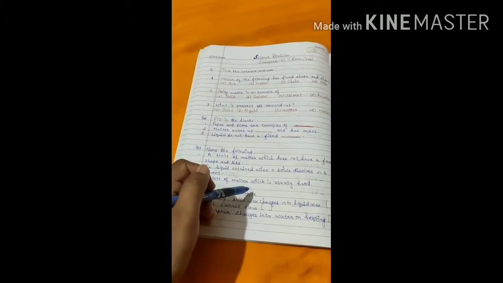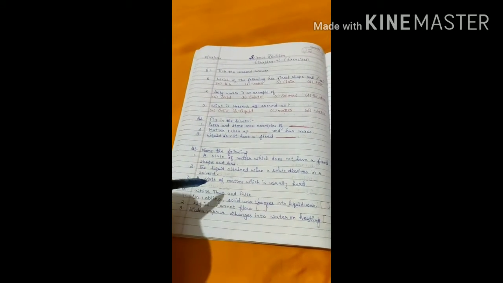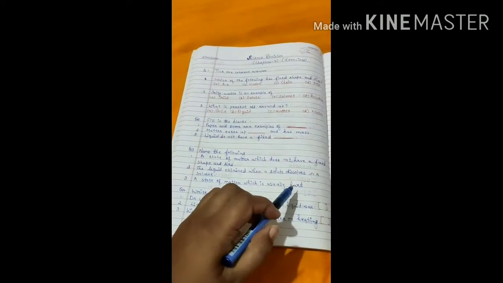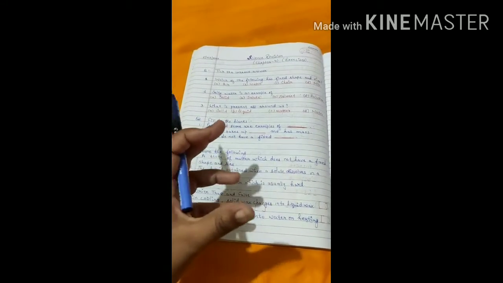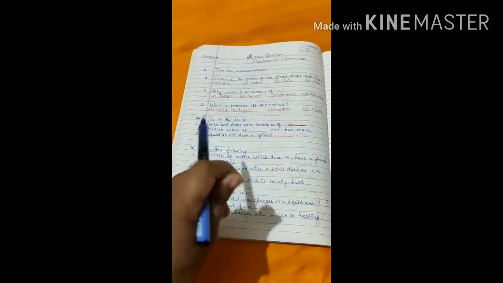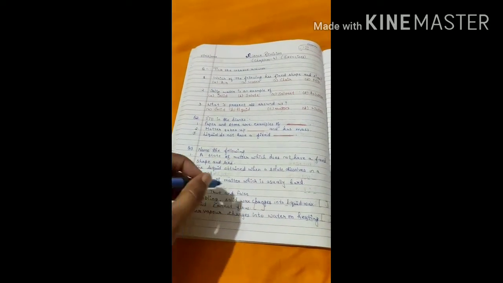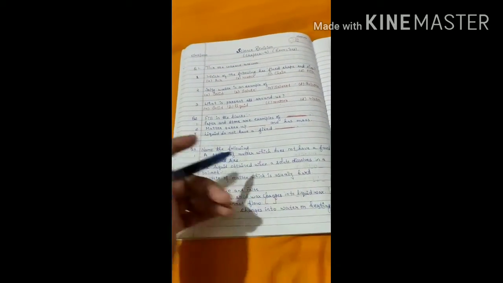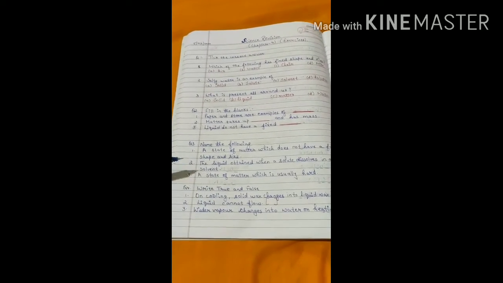Third one: a state of matter which is usually hard. Hard means which is unbreakable, right? It cannot be broken. So you have to write down the name of that state of matter.